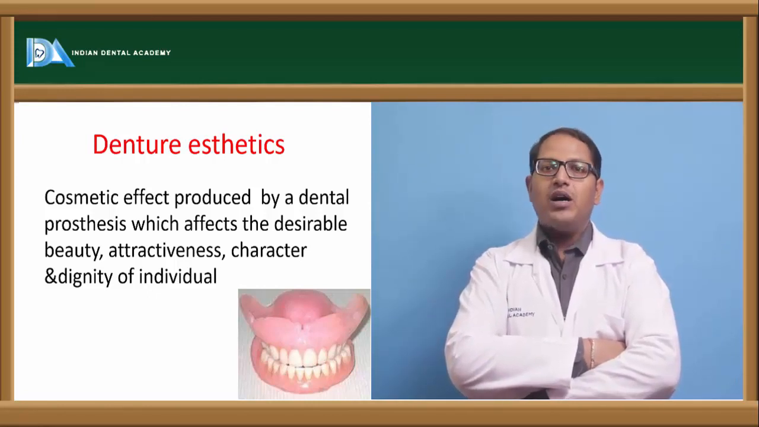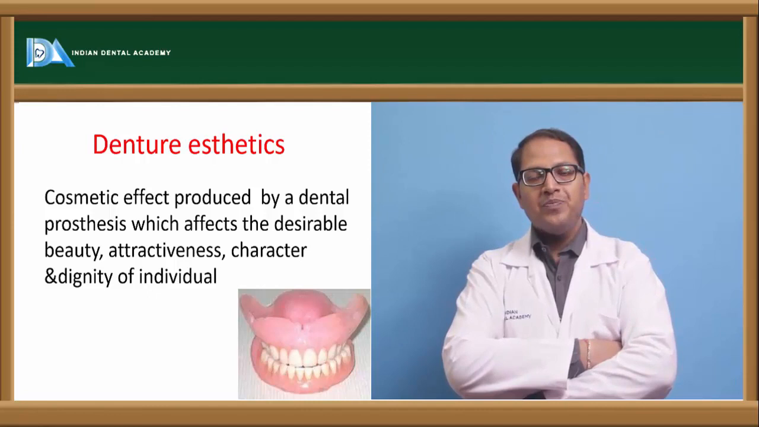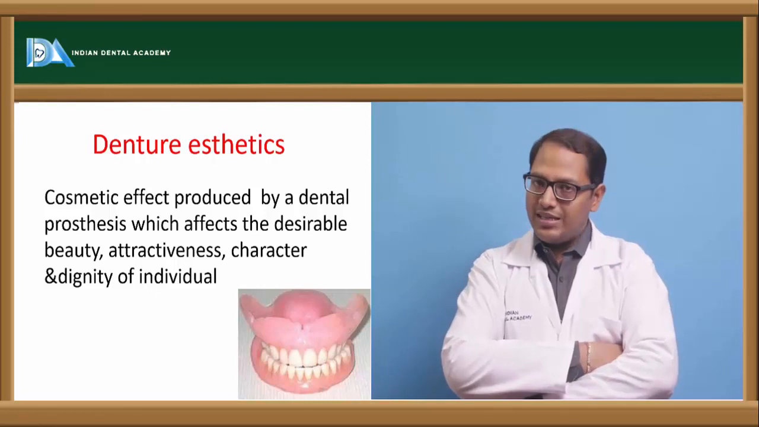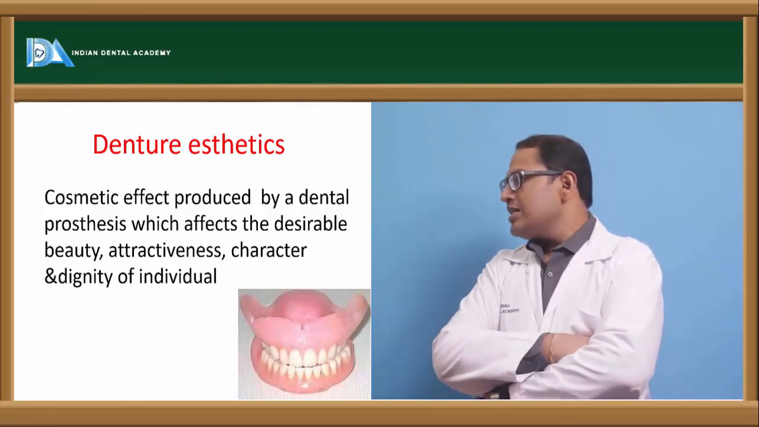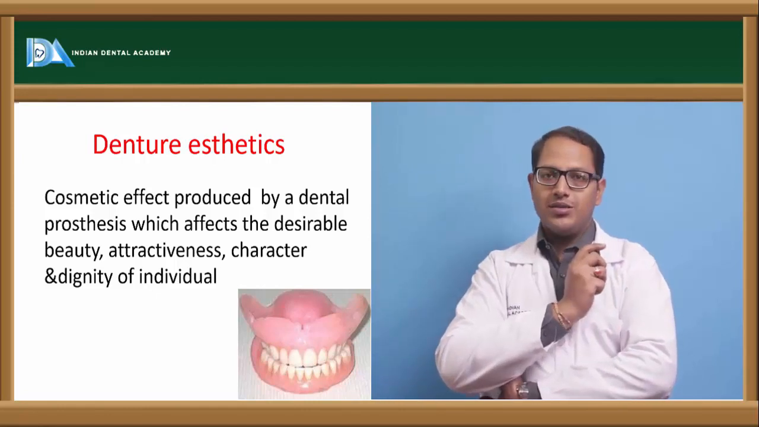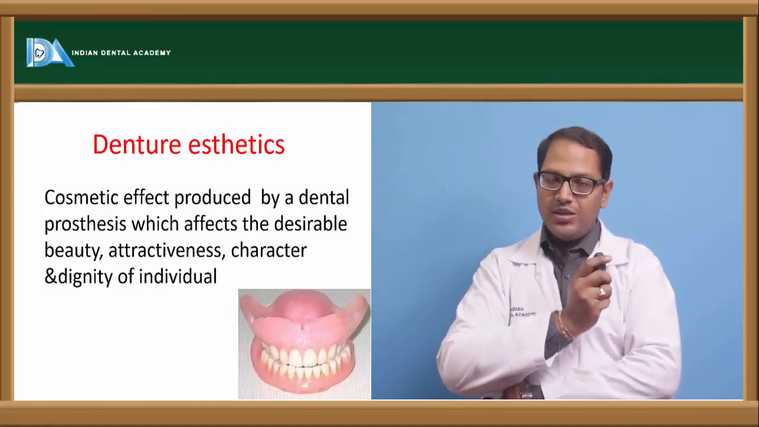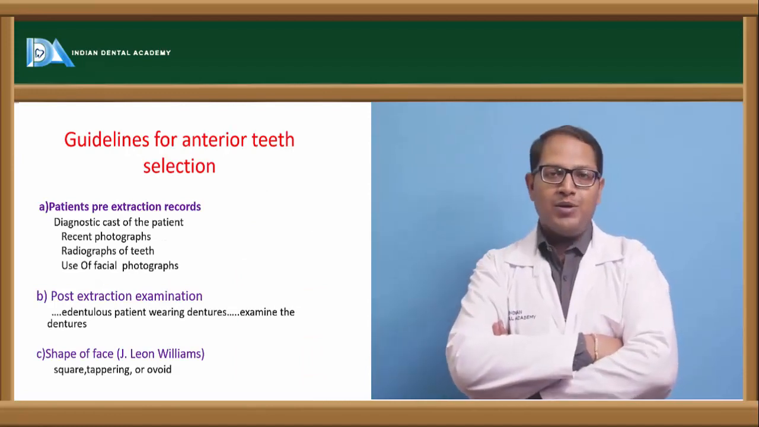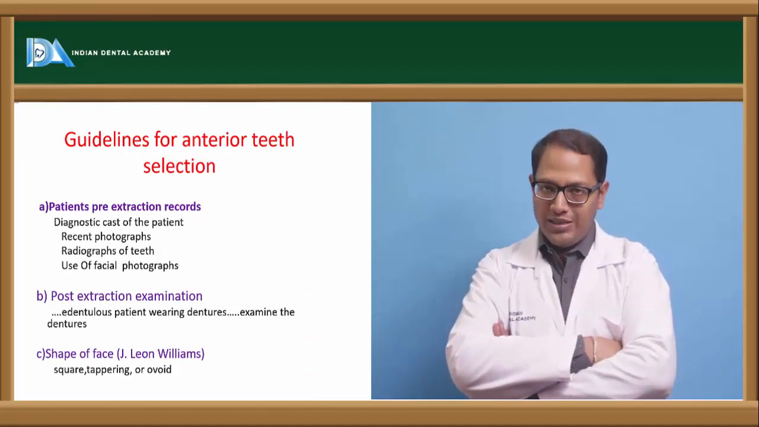For example, how is the central incisor going to be there? How are the laterals going to be there? How are the canines going to be placed? All these have to be decided by the dentist. So the cosmetic importance is there as well as the occlusal importance. It is not only aesthetically important, but also important for the occlusion of the patient, to know and select the proper teeth.